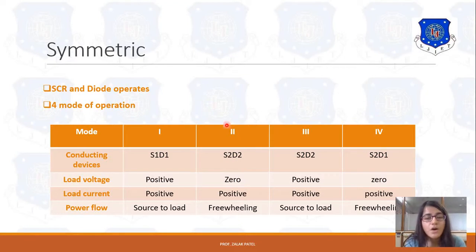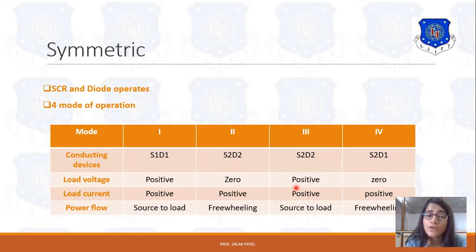Now if we talk about mode 2, then in mode 2 S2 and D2 will be operated. Means SCR2 and diode 2 will be operated, and in that case the load voltage is 0 and load current is positive. In all the cases, the load current is positive because of the freewheeling action, as the diode is connected and the load is inductive. So in all the cases the load current is positive.